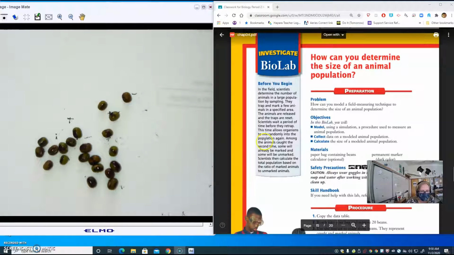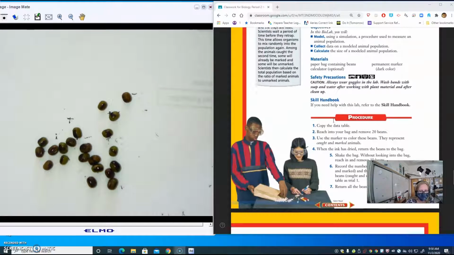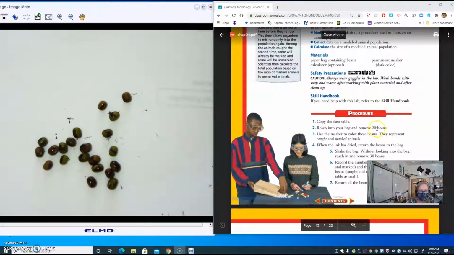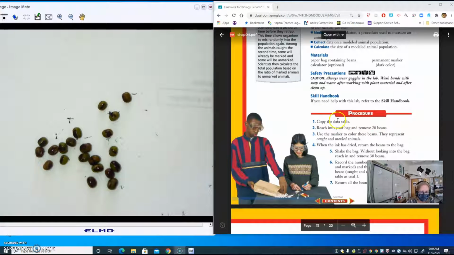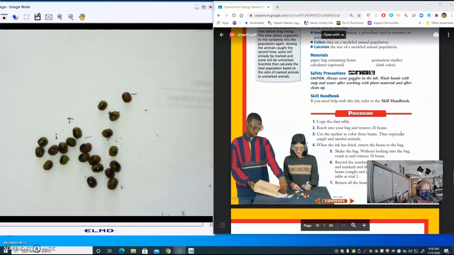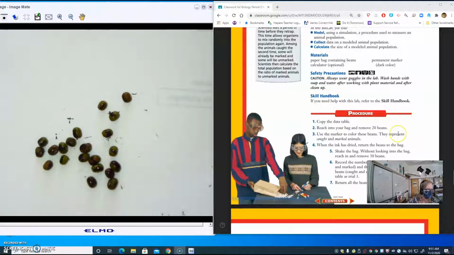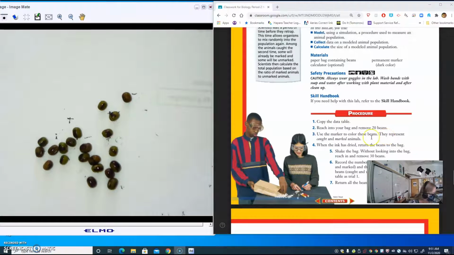So just to start off with, what I did was I pulled out 20 beans, and you should also be starting a Google Sheet or something because you need to copy this data table down. You can also handwrite it and take a picture of it later. But you're going to remove 20 beans. I have mung beans. I gave you guys all my big beans, so these ones are actually really small. But I removed 20 beans, and I marked them with a black Sharpie.